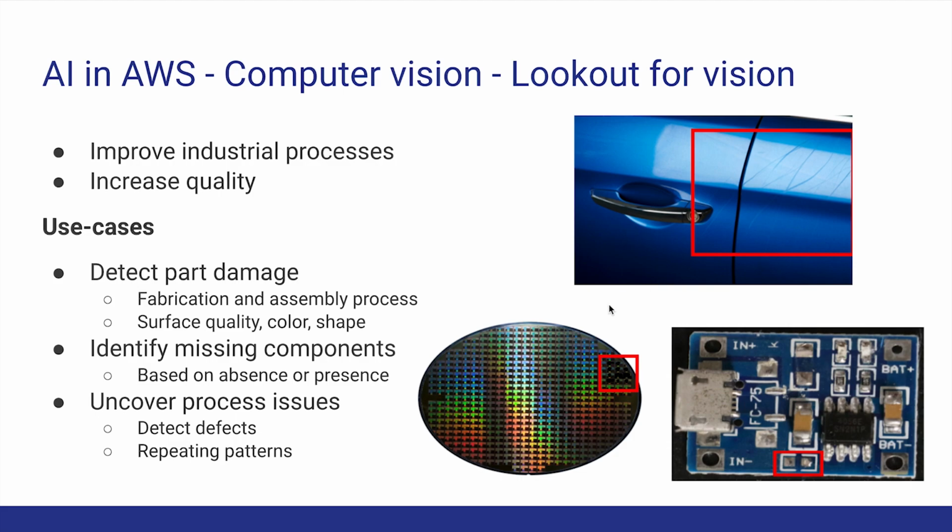Or you can maybe identify fabrication and assembly process defects, where, for example, missing components or appearing components can be identified. So these are usually outliers. They are identified from the pattern, the repeating pattern that in the manufacturing process comes after each other in a sequence. And when you have an outlier, that's identified, and then you can improve your industrial process using Lookout for Vision.